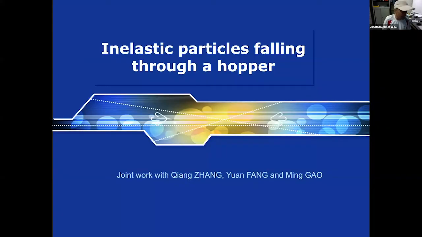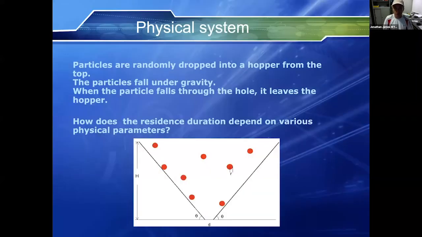So I've spent a little bit long time on that topic, but there's another topic I'd like to quickly discuss with you, if I can. So this is about inelastic particles falling through a hopper. So let's look at what we have here. It's another very basic system. We have two walls which form what's called a hopper, and you drop particles under gravity. The particles hit the walls, bounce around, and eventually will go through the hole at the bottom.